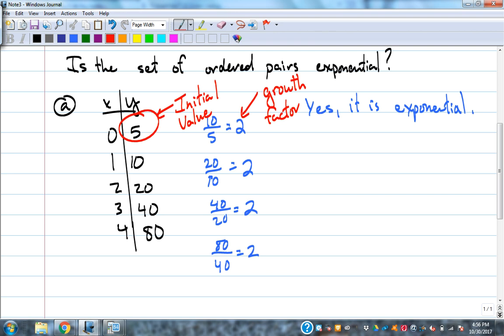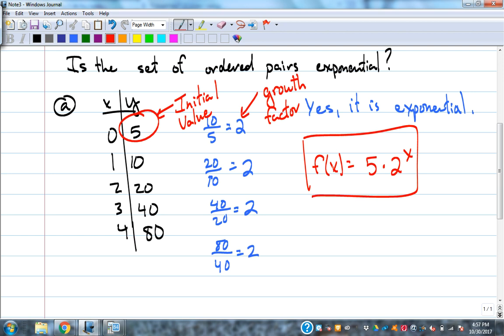Why is that the initial value? Because the x is 0. That's it. That's the reason. Not because it's the first Y value given, but because that's where x is 0. So that's the reason that's our initial value. So we could write the equation for this exponential set by just saying f of x is equal to 5 times 2 to the x. And there's the equation for that exponential set. Then we could continue that pattern by using that equation.